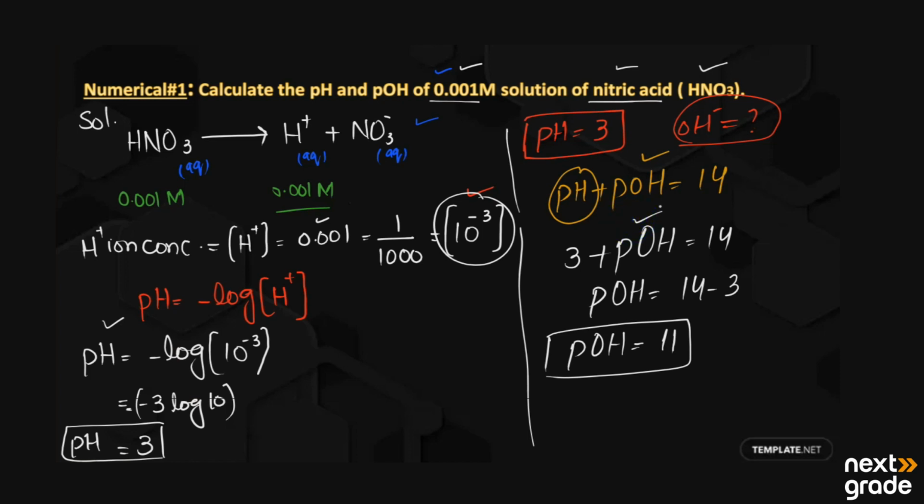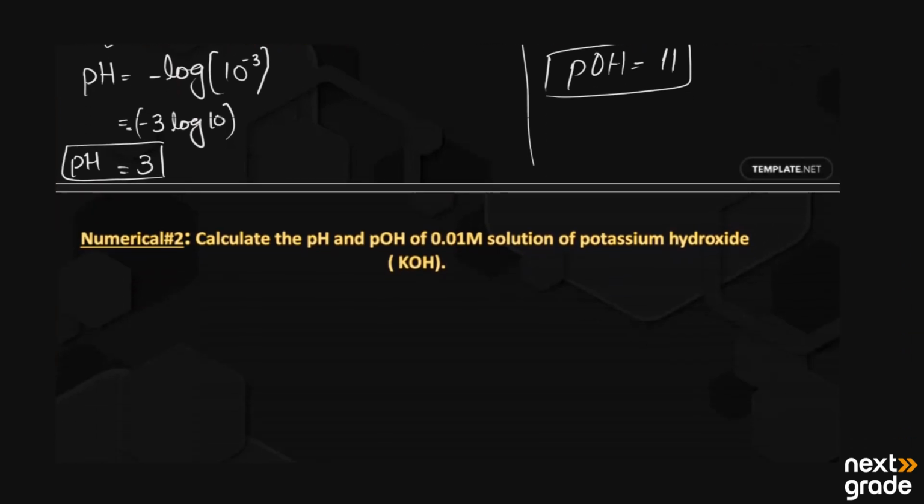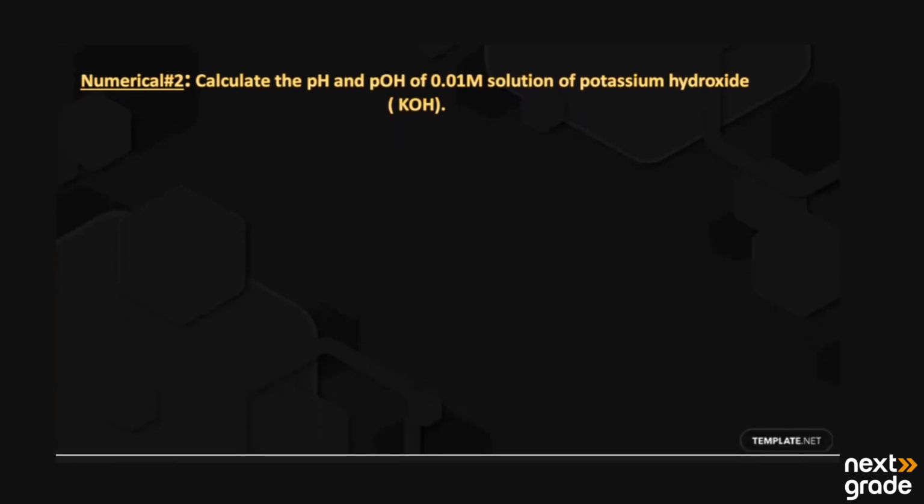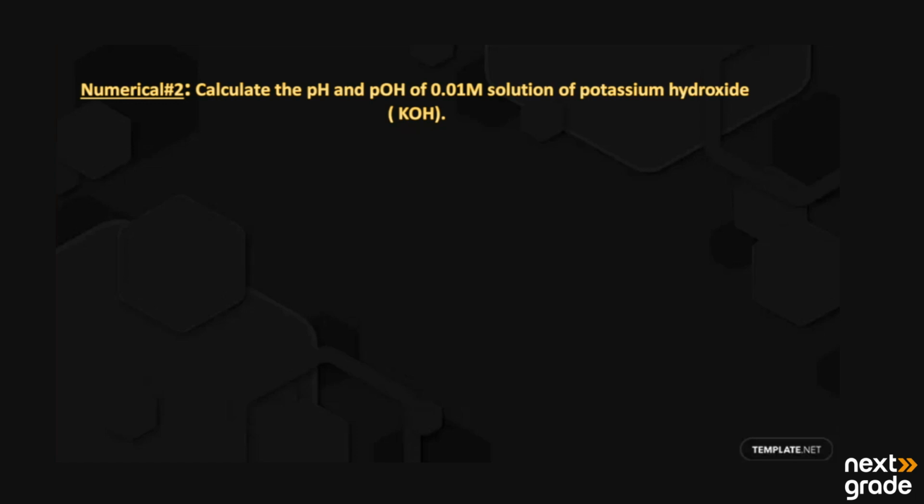So this is a simple numerical. Next we have the second practice, for how we can find the pH and pOH. For your better understanding, I'm going to solve the second one here. Calculate the pH and pOH of 0.01 molar potassium hydroxide. Now we have the second substance, potassium hydroxide. So let's start the solution. We need to write its chemical equation.